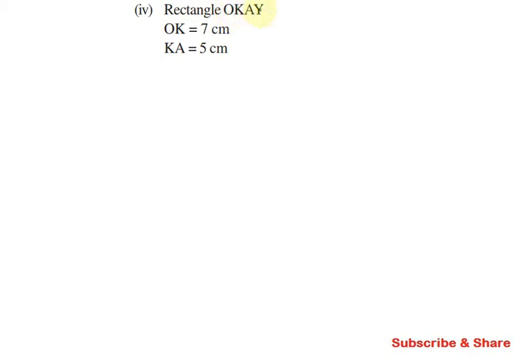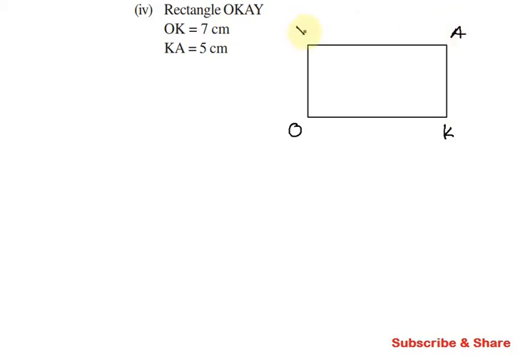Okay. So we have to draw the rectangle OKAY by using this measurement. First we can draw a rough diagram. So a rectangle will be like this. So this is the rough diagram. So here now we can mark the points O, K, A, Y.